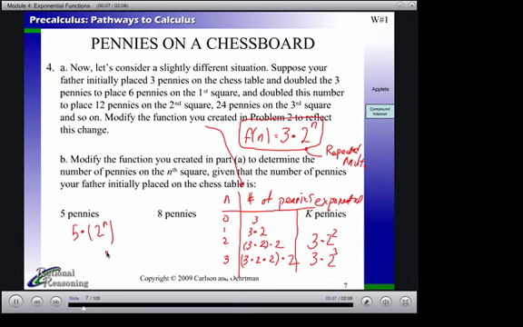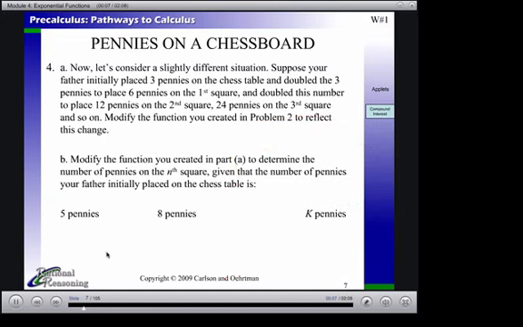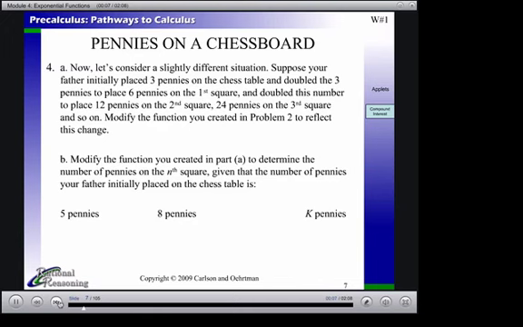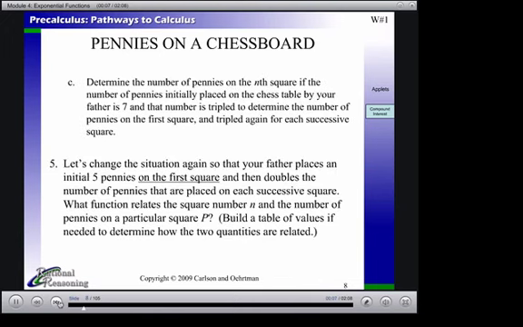Okay, so now we're going to put 7 on the table, and we're going to triple the pennies each square. So we're going to put 7 on the table and triple the number of pennies each time. Okay. So we're going to put 7 on the first square, and then triple each square.